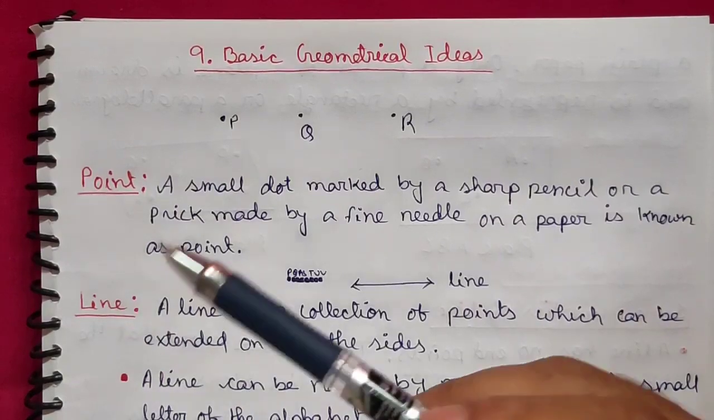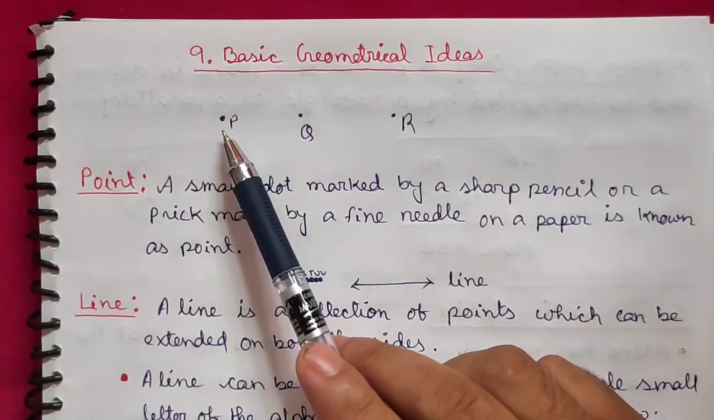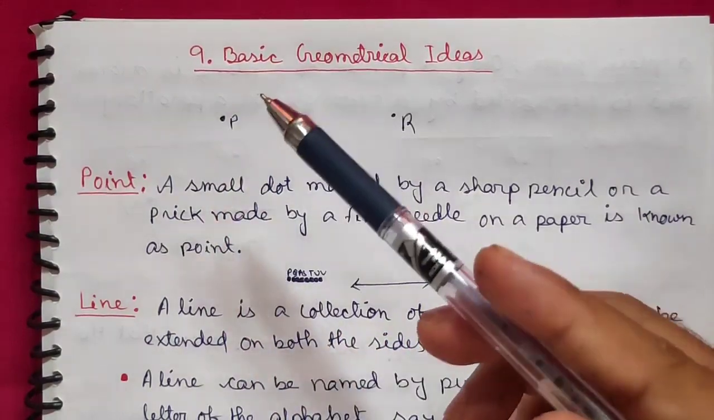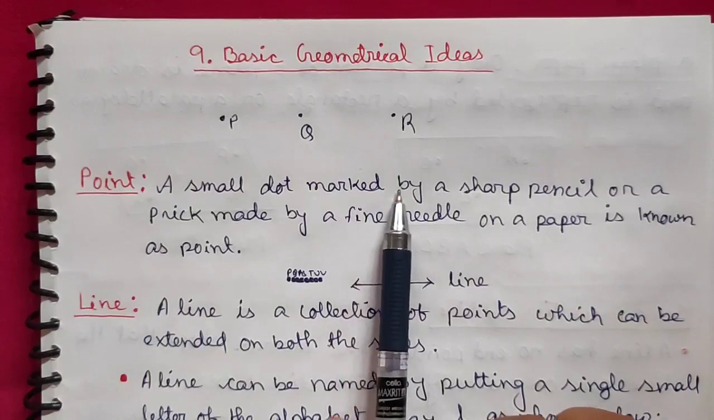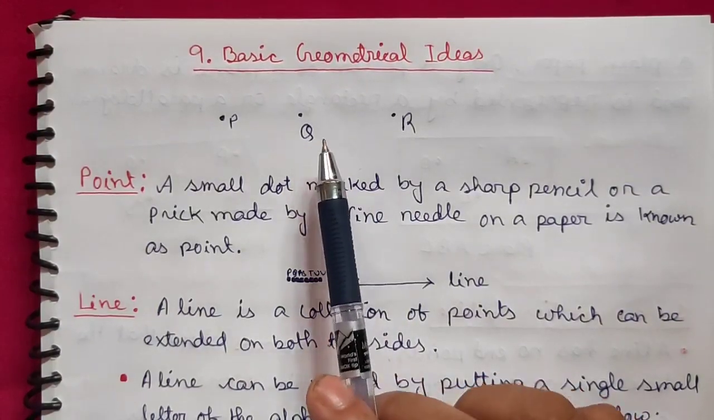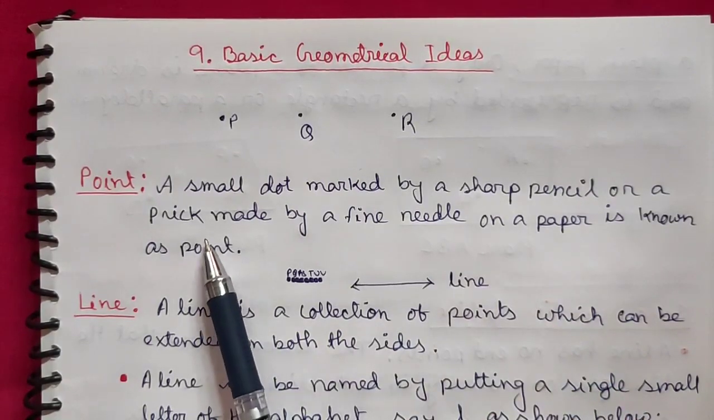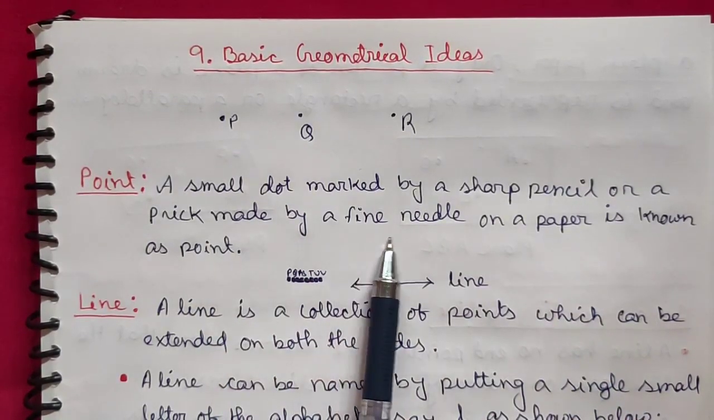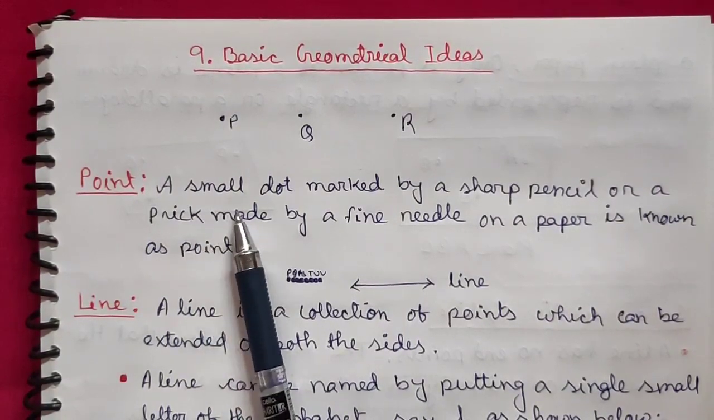If I ask you to draw a point, you will draw like this, okay? After that, we will give the point a name, point P. So can we say that a point is a small dot marked by a sharp pencil? Okay, I have drawn there with pen, no problem. Marked with a sharp pencil, or a prick made by a fine needle on a paper is known as a point.